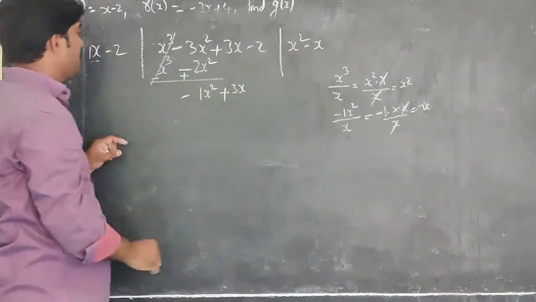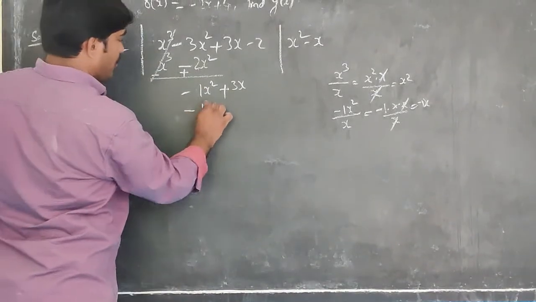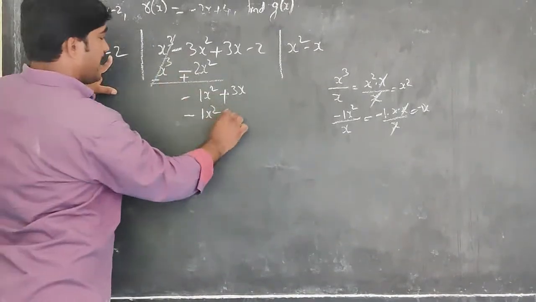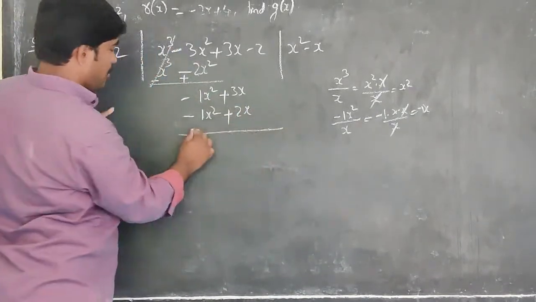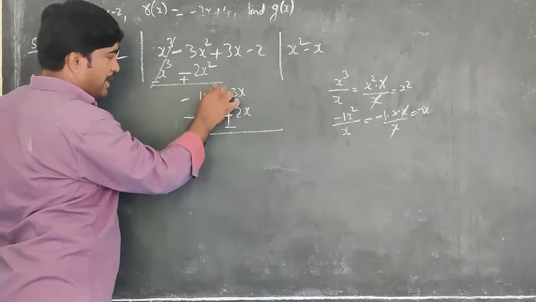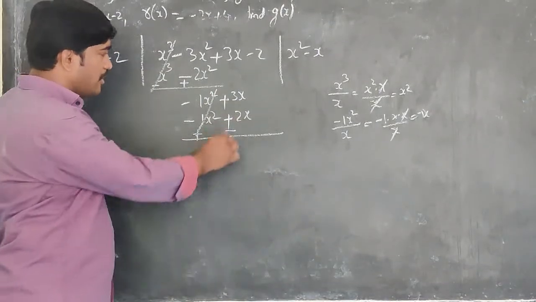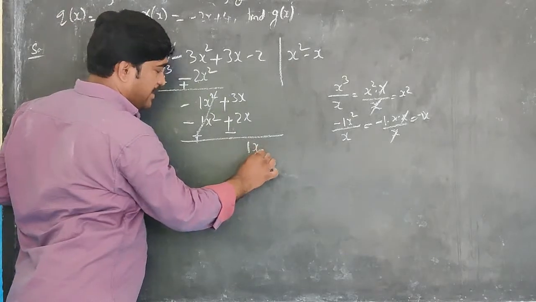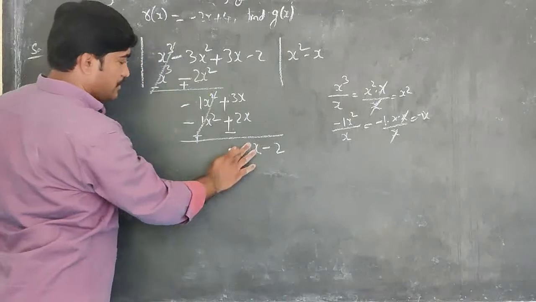Minus x. Now minus into minus, plus; minus 1 into x, 1x square. Now minus into minus, plus 2 into x, 2x. Now change of sign, plus minus, minus 1x square plus 1x square get cancelled. Now 3 minus 2, 1x. Now here a single term is there. I will take the next term as minus 2.